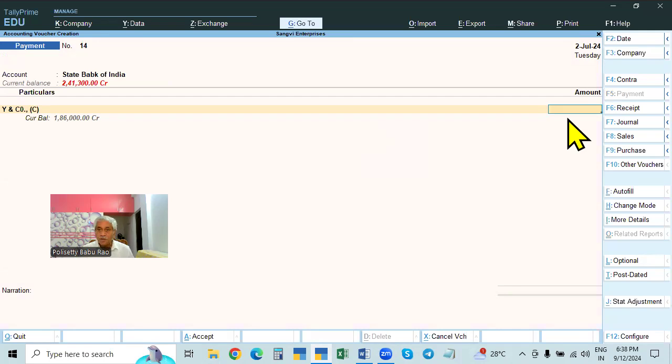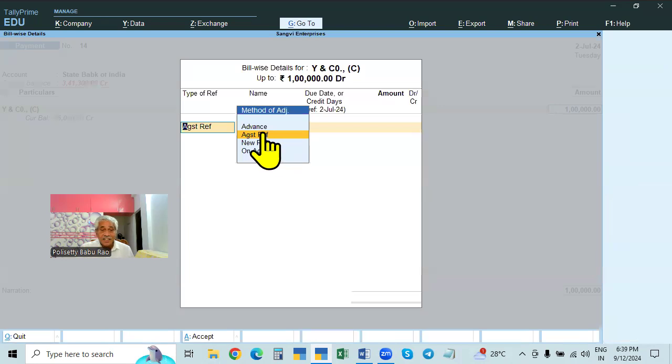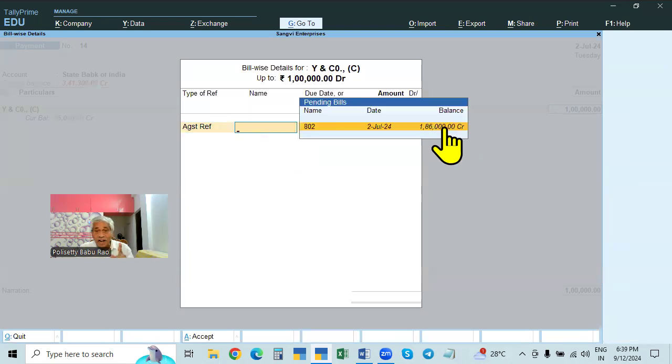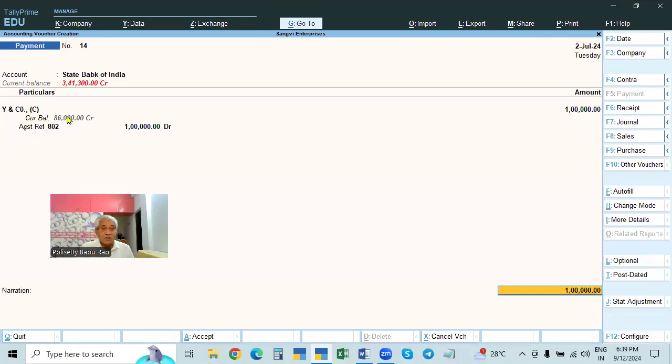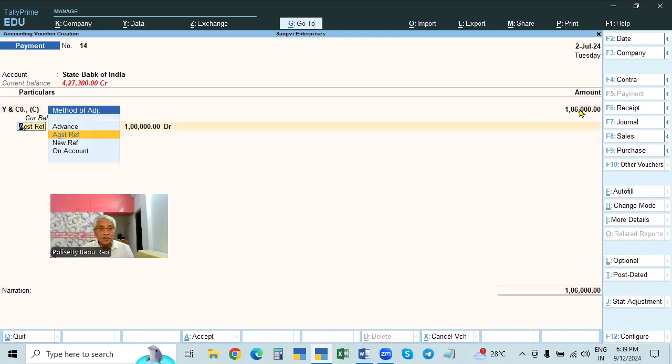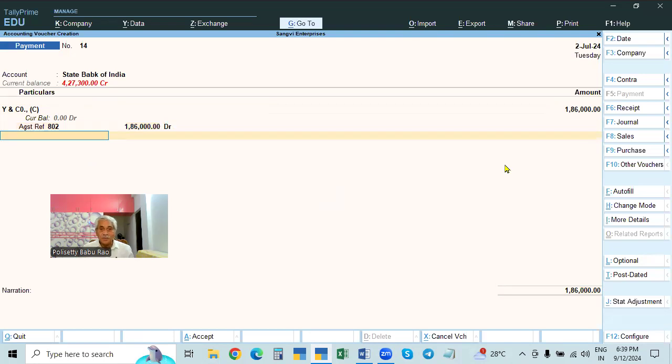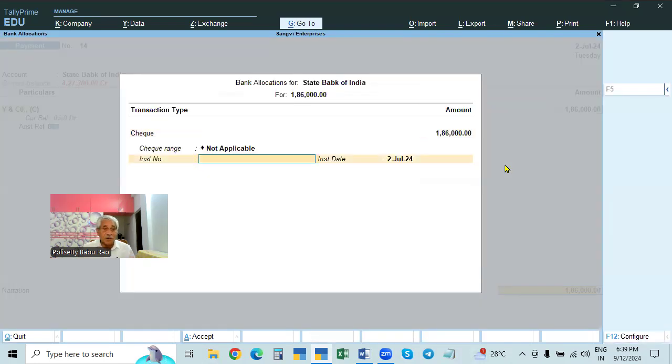And here, for example, we are making payment of 1 lakh. Against reference, how much will it show? Only 1,86,000, that is the only amount outstanding. That is why that is the new reference. We are making payment of 1 lakh, so still 86,000 rupees will be the balance. If we make payment of the total 1,86,000, the balance will be 0. We are making this payment by cheque.